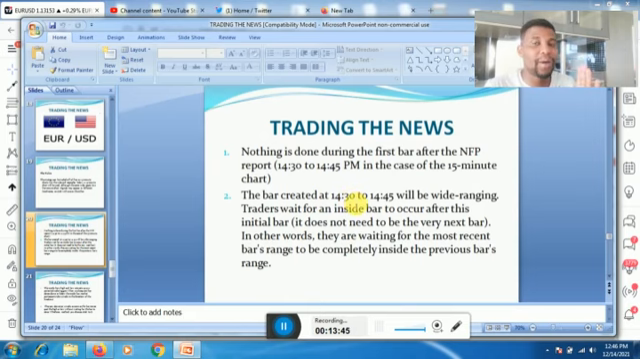Let's say the first bar came in at 14:30. At the time I did this presentation, the NFP used to come at 14:30. Times change, so it can be either 14:30 or 13:30. I'm talking about South African Standard Time. So let's say the bar comes at 14:30. You wait for the first bar to come.